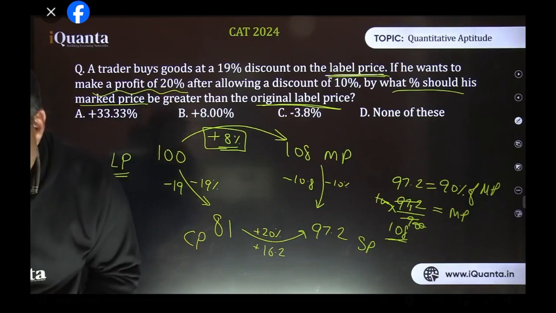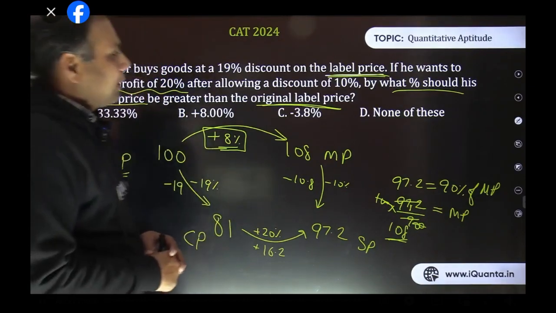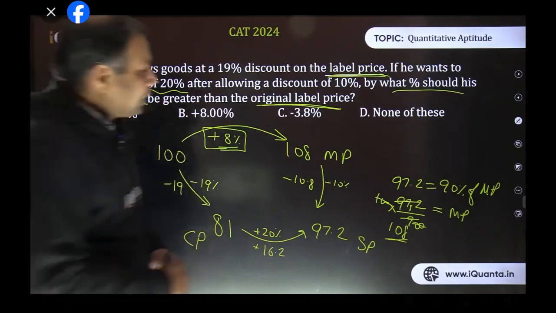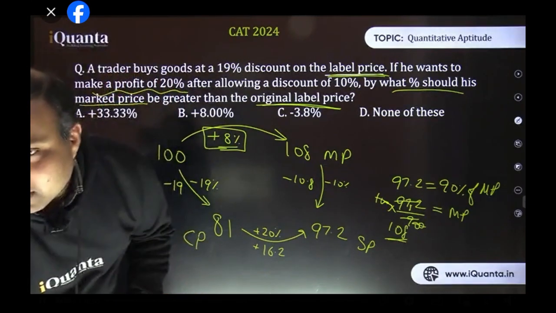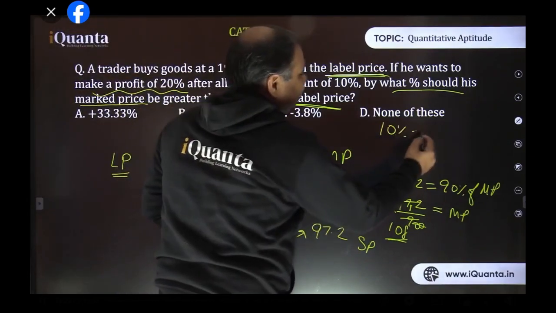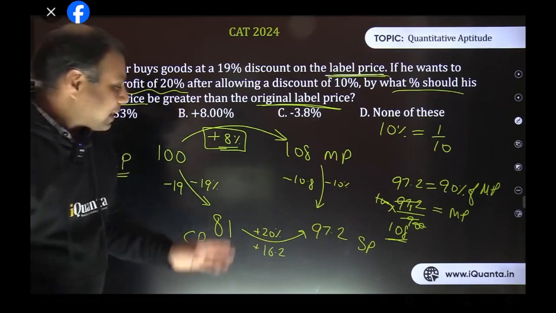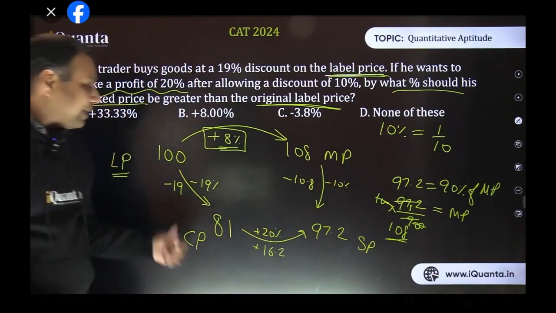Fine. How did we calculate 10%? That's a good question, Ishani. How to calculate 10% of something? I think you must have watched one of the previous videos. So 10% means 1/10, right? 10% means 1/10. So removing the last zero, or dividing by 10, you get 10%.